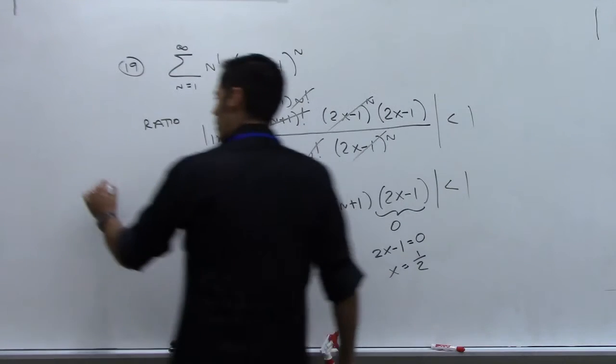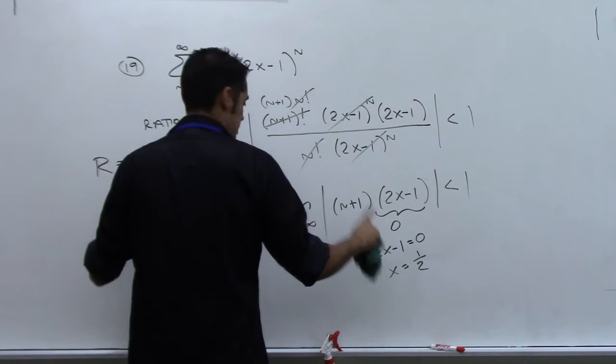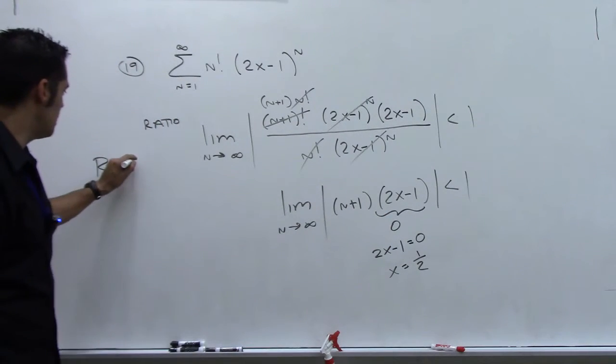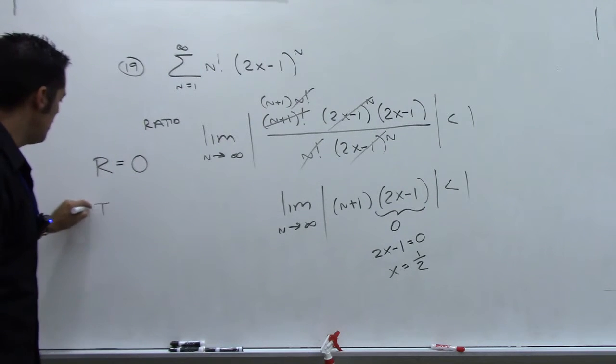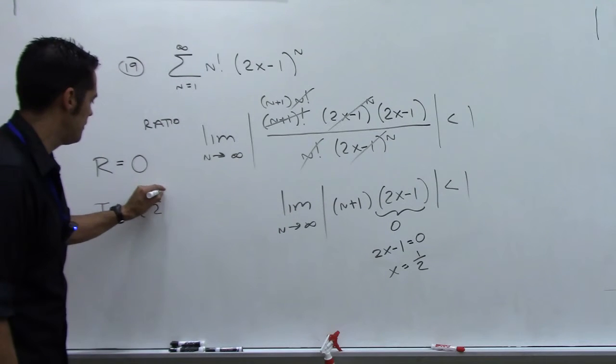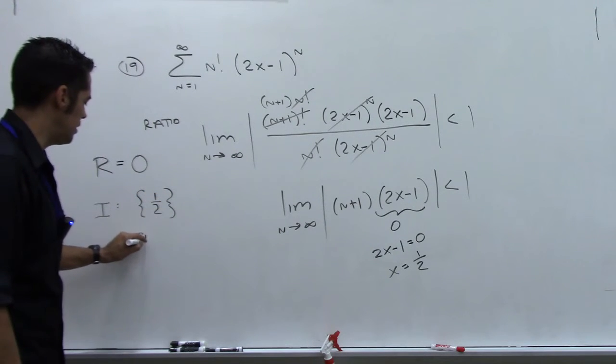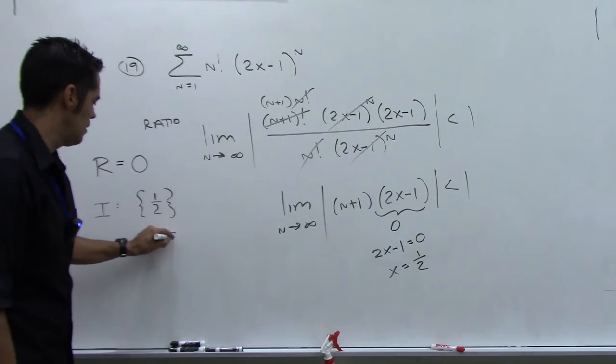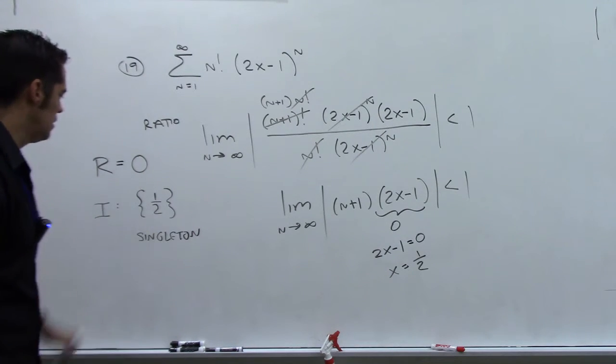So in this problem, whenever we have a single point being the only place we converge, we say the radius of convergence is 0. And we say the interval is actually the single point 1/2. We call this a singleton. Just a single number.